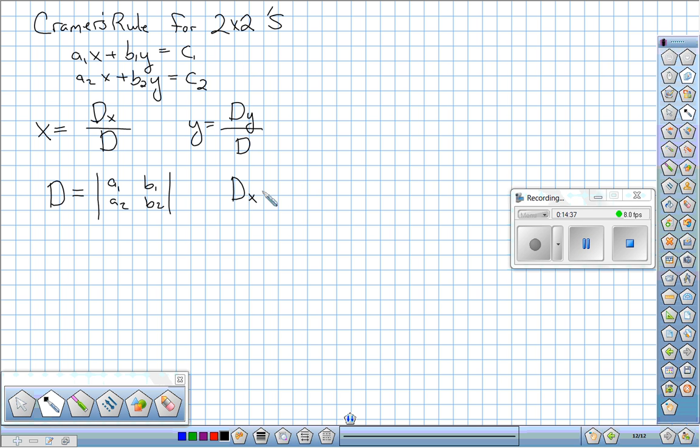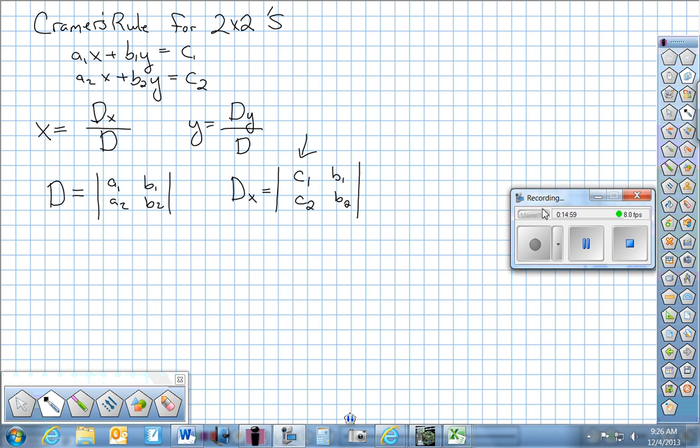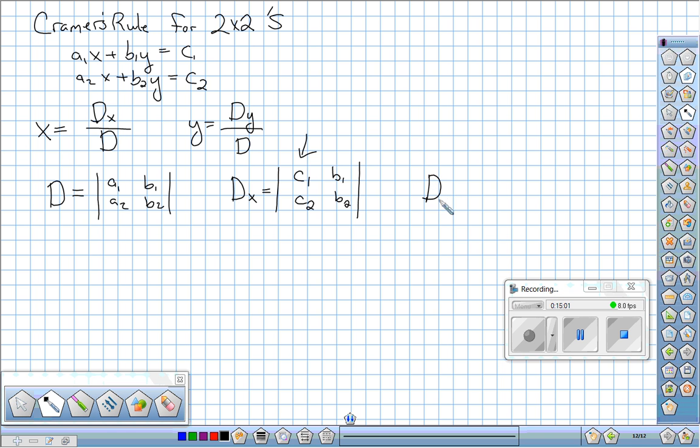dx is, the b's are still where the b's kind of live. So if you say a, b, c are my different columns, but I have c1 and c2 instead of a's, pay attention to the order that it lists things in. Okay, and then I have what he called dy, and that was a1, a2, and c1, c2.